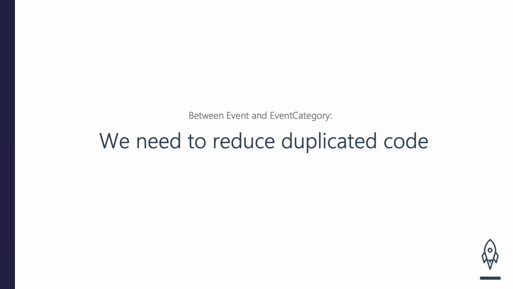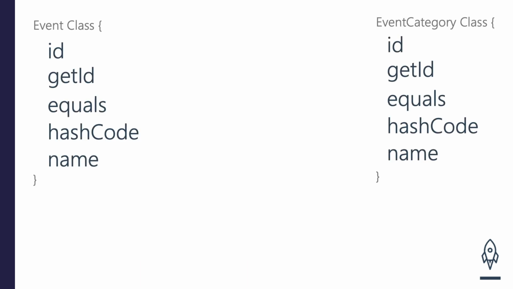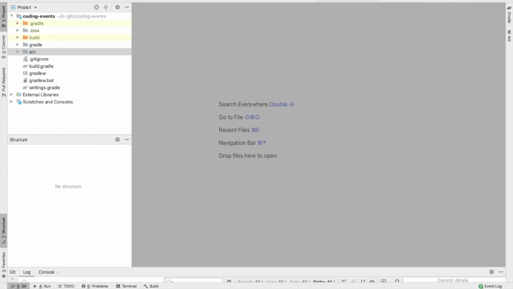So now let's turn our focus on event and event category. We need to reduce duplicated code. We need to find variables and methods that these two have in common and combine them. So let's take a look at that. In both event and event category class, we have ID, getID, equals, hashcode, and name. So let's take a look at these similarities.